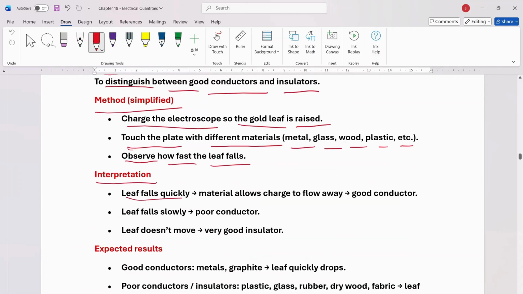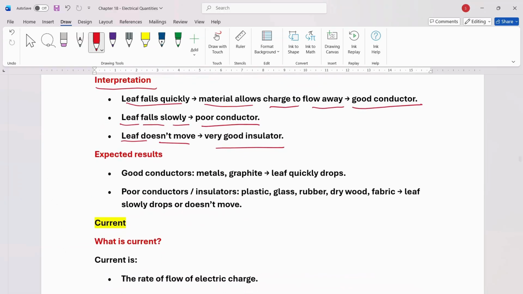Interpretation: if the leaf falls quickly, the material allows charge to flow away. Good conductor. Leaf falls slowly: poor conductor. Leaf doesn't move: very good insulator. Expected results: good conductors, metal, graphite, leaf quickly drops. Poor conductors, insulators, plastic, glass, rubber, dry wood, fabric, leaf slowly drops or doesn't move.